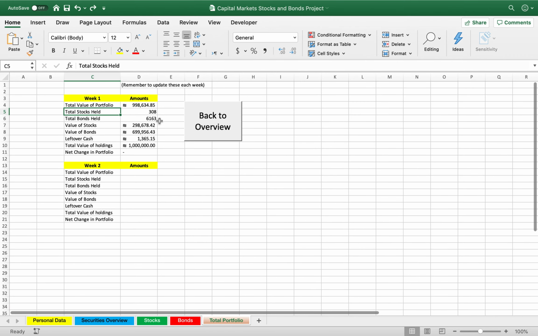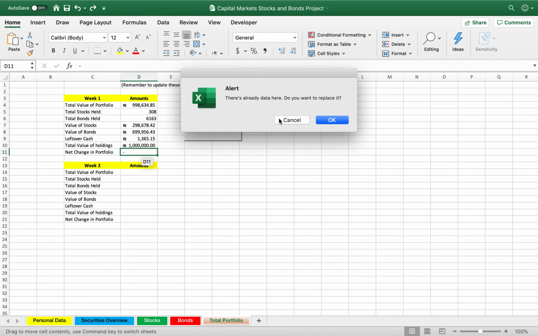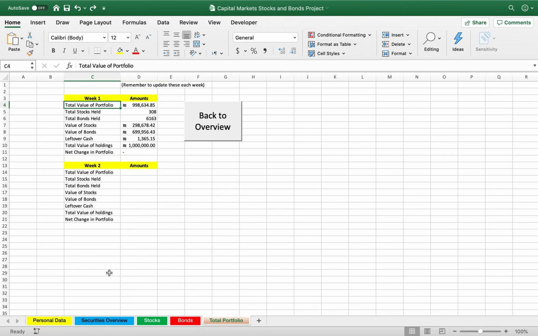And then I set up a total portfolio page. Just kind of what's going on every week. I'm just going to copy paste this every week all the way down to week 13.